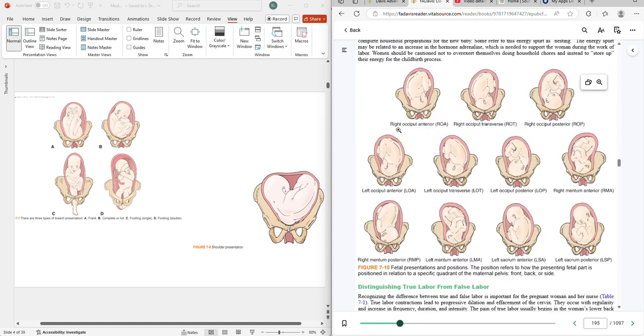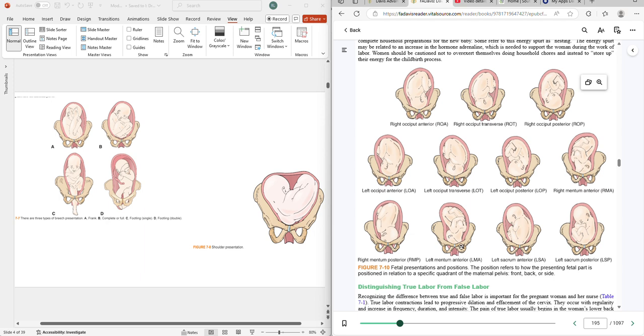So now you have the positions. Let's talk about the presentations. Right occiput anterior, we'll look at this in the book and do this together. You look at the mom's position. So this is her right side. So the right occiput, and the fetus is facing anterior to the mom, so the front of the mom. That's why the right occiput anterior is noted on this position. Right occiput posterior, so the occiput is posterior towards the mom's back and on the right side. Okay, so let's look at this one. Right mentum posterior, so this mentum, which is the chin, is facing the posterior position of the mom on the right side.